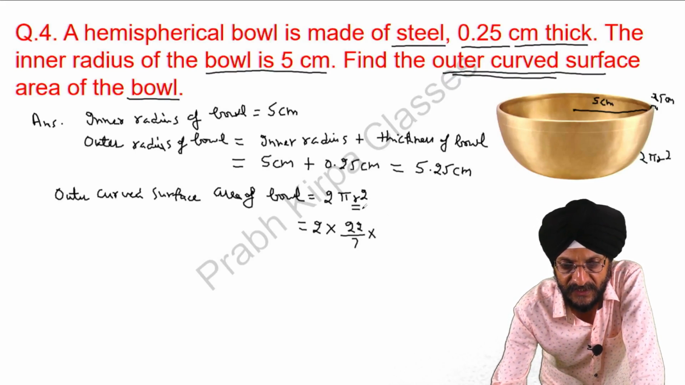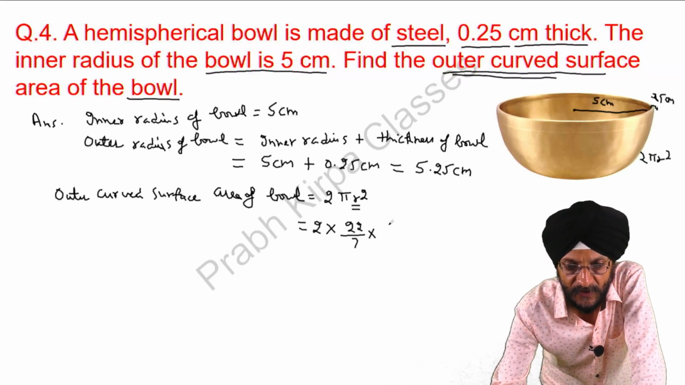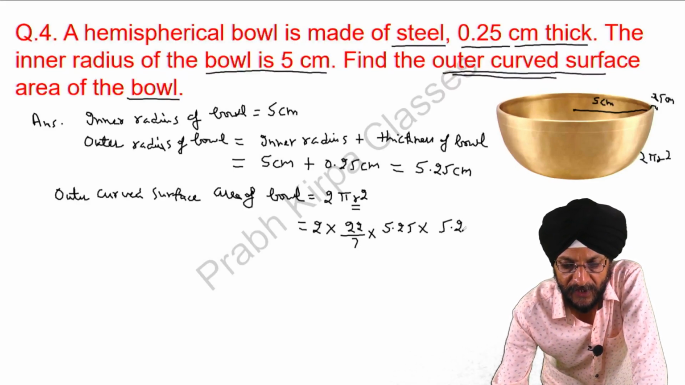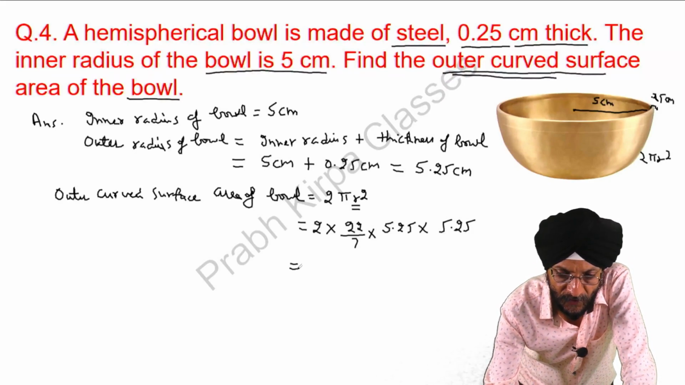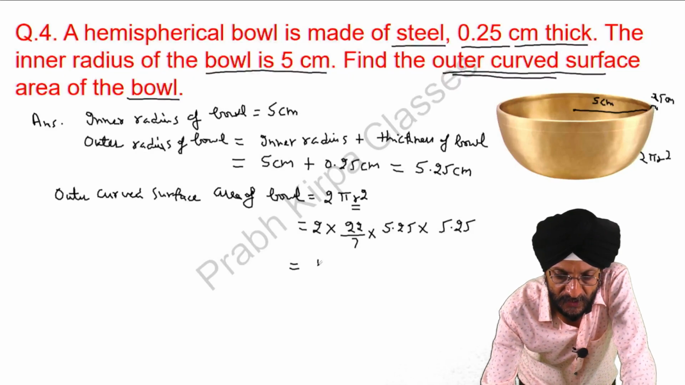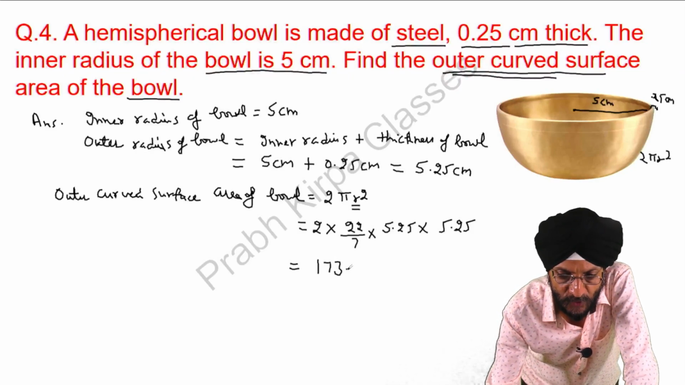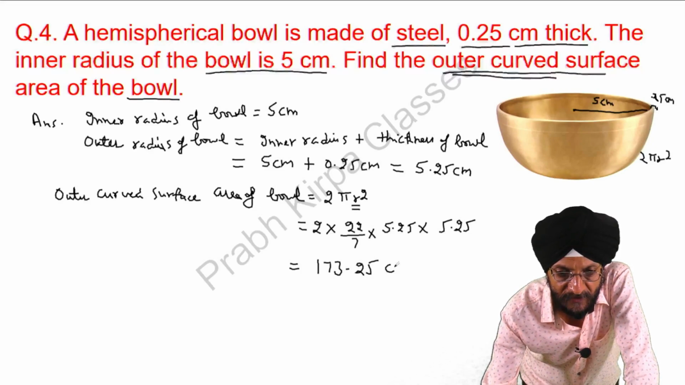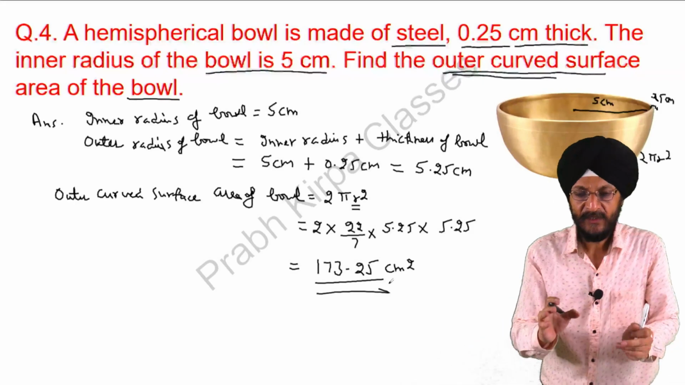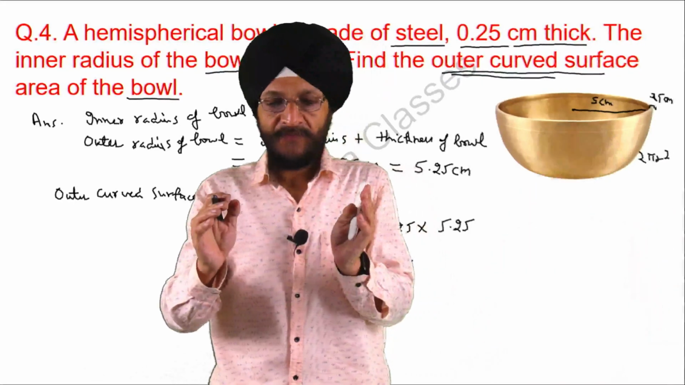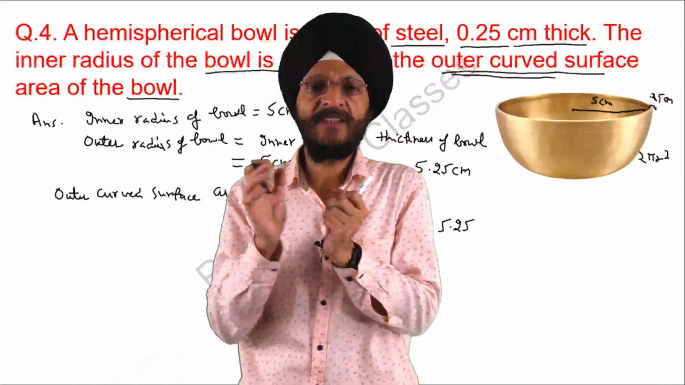Now what is the radius? It is the outer radius, 5.25, 5.25. So now what will be before us, and we will ultimately arrive at, when we solve it, 173.25 square centimeter.